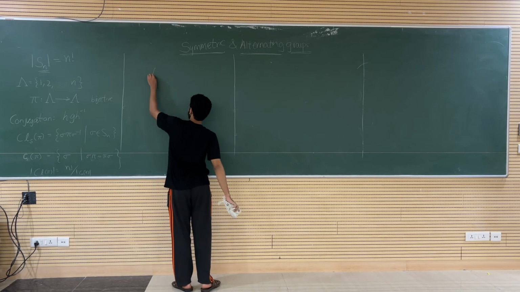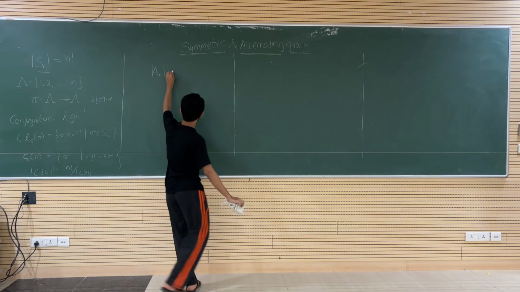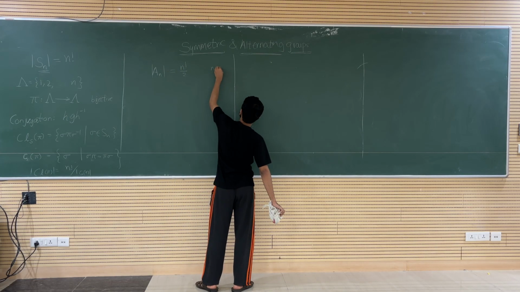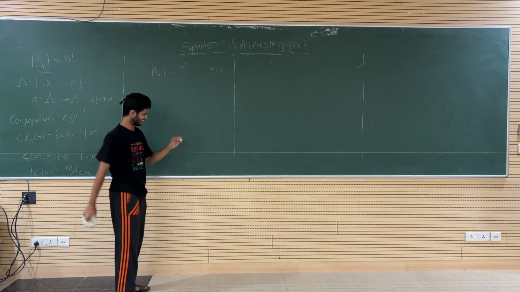What is the size of the alternating group? Can anyone tell? N factorial by 2. Very good. But this n factorial by 2 is only when n is greater than or equal to 2. That you forgot. I wanted that.